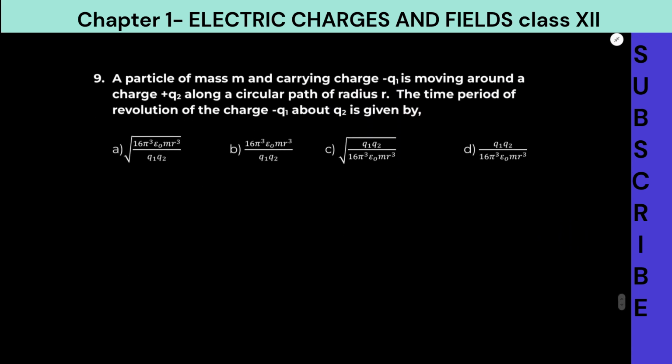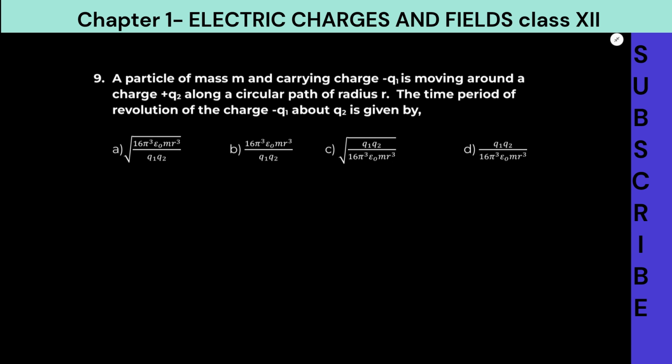Let's move to question number 9. So question number 9 here, again a beautiful problem. Let's see how to solve question number 9. It says a particle of mass m and carrying a charge of minus q1 is moving around a charge q2, in a circular path of radius r. The time period of revolution of charge minus q1 about q2 will be how much? So you have a charge and that is revolving around the other charge, right? You have to find the time period.